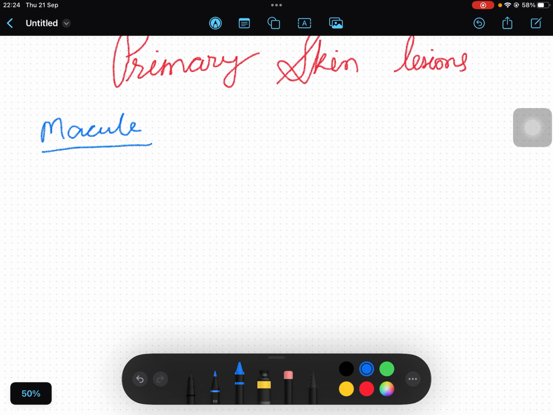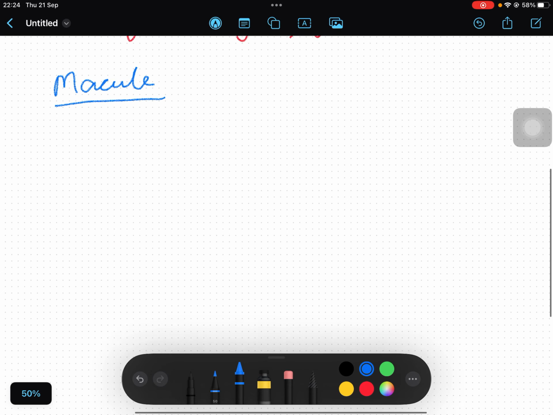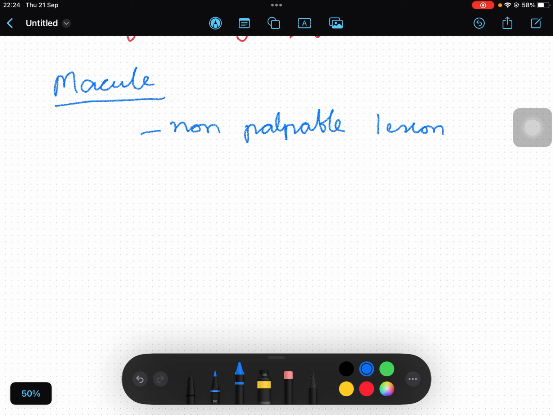Macules. Okay. So macules are non-palpable lesions. So you can see it, but you cannot palpate it. You cannot make a difference by palpating it, you can only make a difference by seeing it. Very small, it is less than 0.5 centimeter, and some textbooks mention less than 1 centimeter. So either one is true.